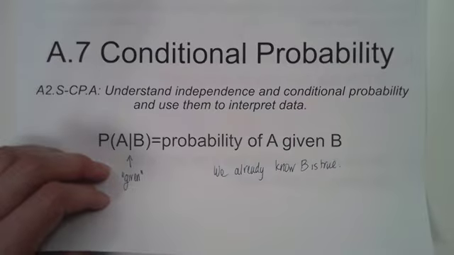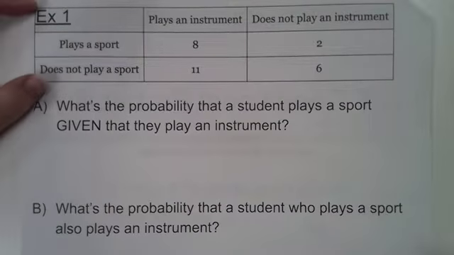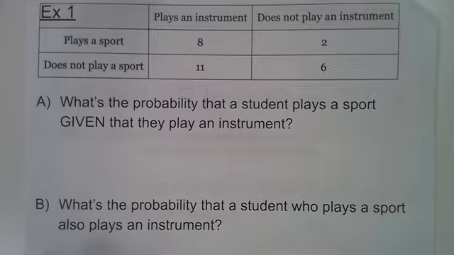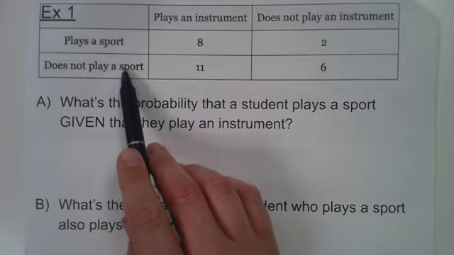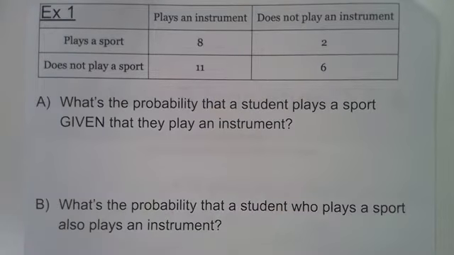All right. Okay, let's see how we use this. Turns out to be very, very, very easy today. Again, here's example 1. We do want the table here, and I have 2 questions. I use the same table, 2 slightly different wordings, but definitely take a second and copy down that table. We have plays a sport, does not play a sport. Plays an instrument, does not play an instrument.